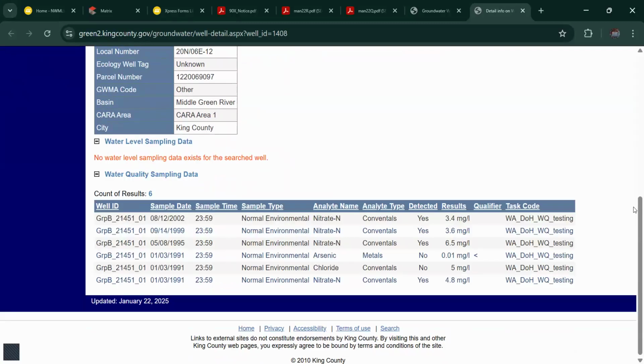Oh, there has been, perfect. So it says, here's the test. Does it have the date? Yeah, 2002. You can see when the last sample was. So this property, I just pulled from a brand new listing that went on the market like yesterday. They haven't had a sample since 2002. So you see what I'm saying? That's the type of stuff you can look up.